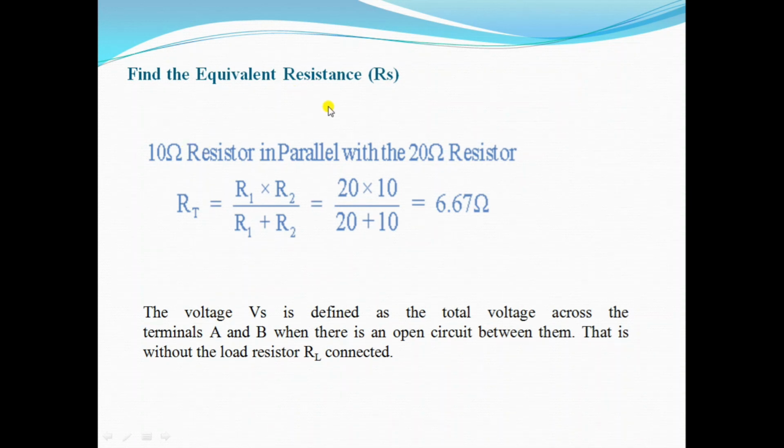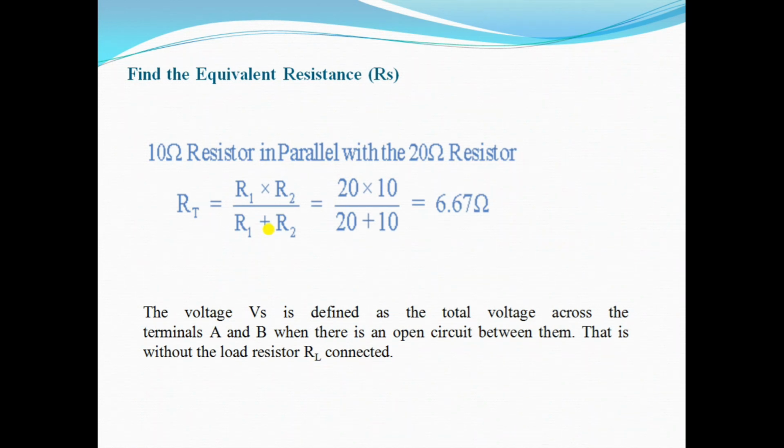Okay, then to find the equivalent resistance, that is Rs or Rth, the 10 ohm resistor is in parallel with the 20 ohm resistor. To find out the equivalent resistance, the 10 ohm resistor is parallel with the 20 ohm resistor. So how can we find out the parallel resistance? That is the formula R1 into R2 divided by R1 plus R2.